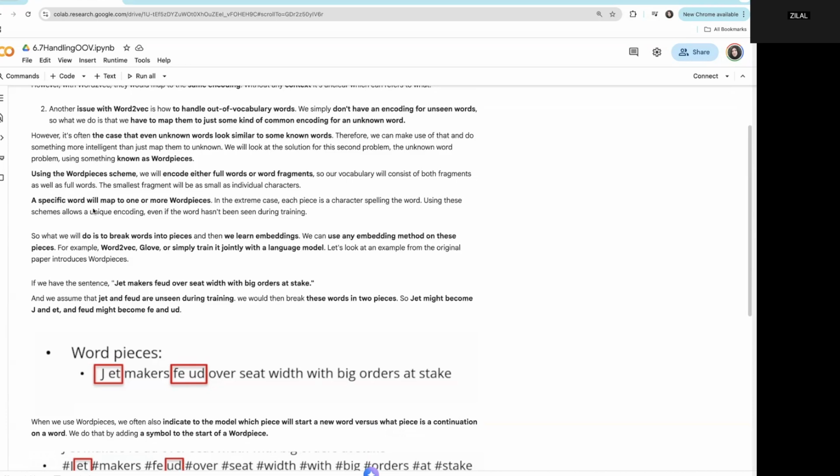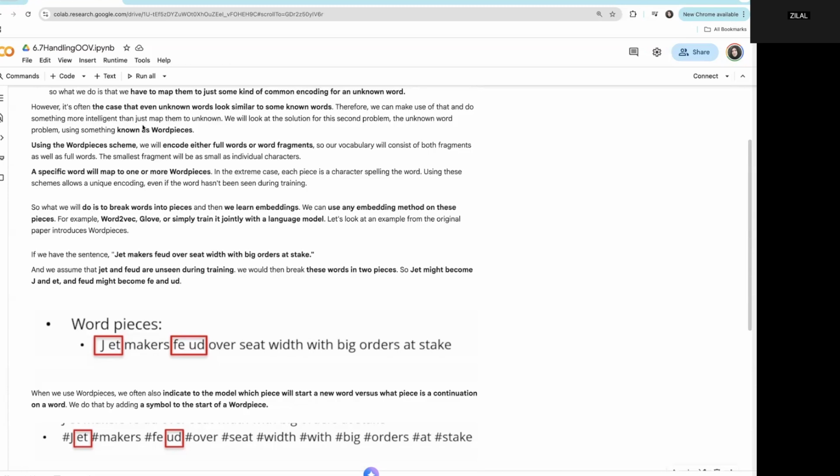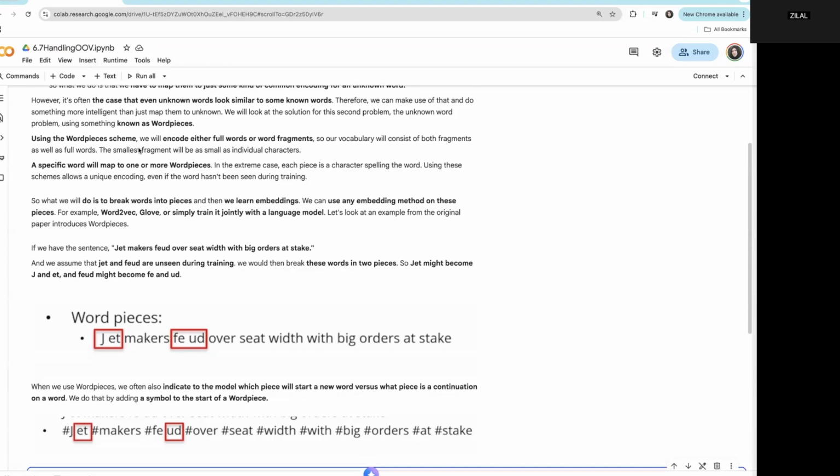So what we do is that we have to map them to just some kind of common encoding for unknown word. However, it's often the case that even unknown words look similar to some known words. Therefore, we can make use of that and do something more intelligent than just map them to unknown. We will look at the solution for this second problem, the unknown word, using something known as Wordpieces.